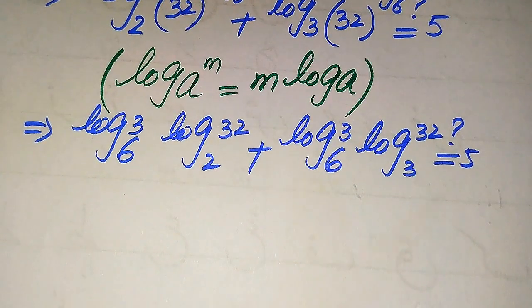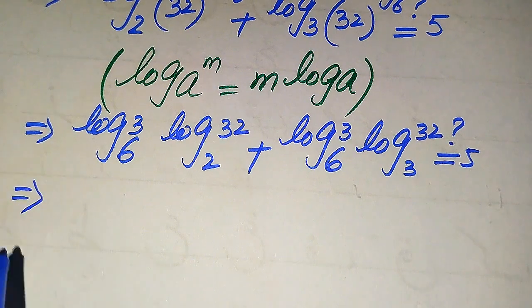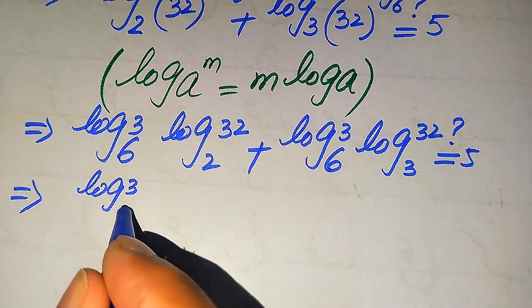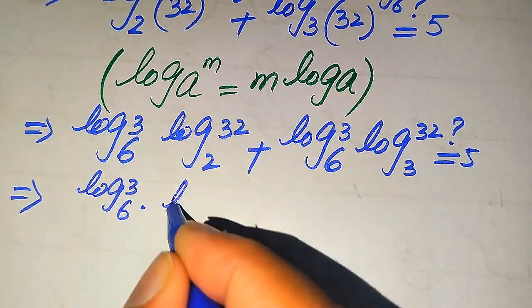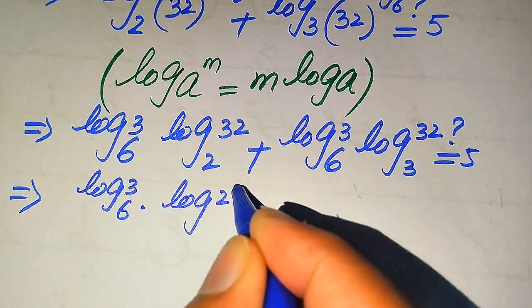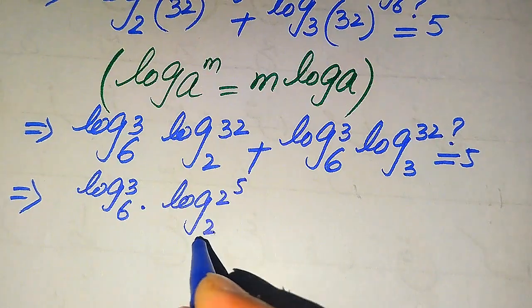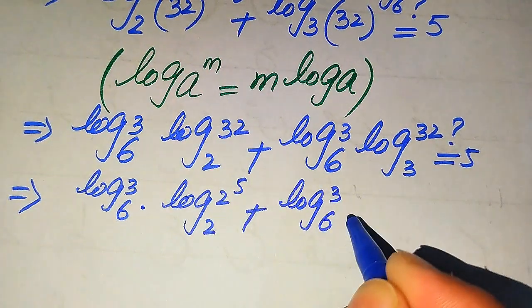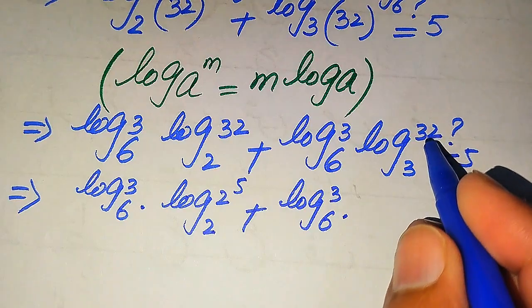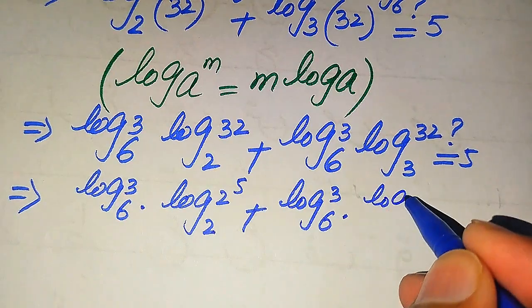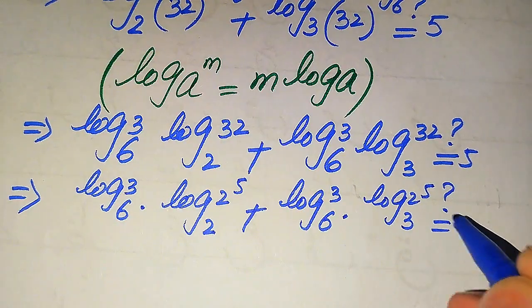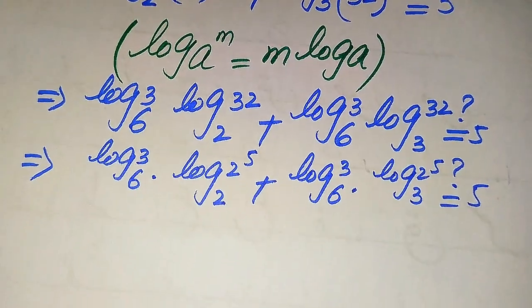So further we need a little bit of simplification here in order to get the value 5. For this we write it as log of 3 with base 6 into, here we write this 32 as 2 to the power of 5 with base 2 plus, similarly here we have log of 3 with base 6 into, we write this log of 32 as log of 2 to the power of 5 with base 3, and we check whether this equals 5 or not.